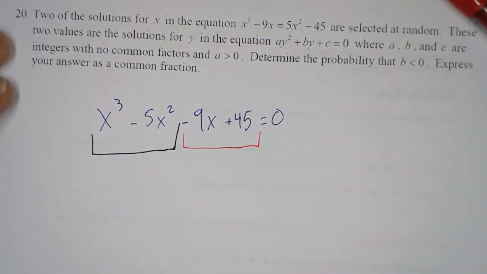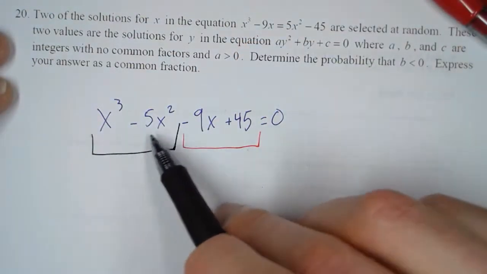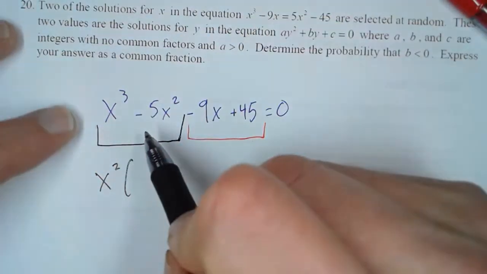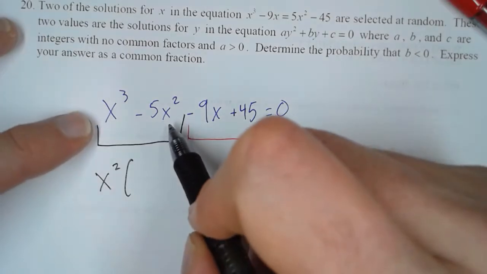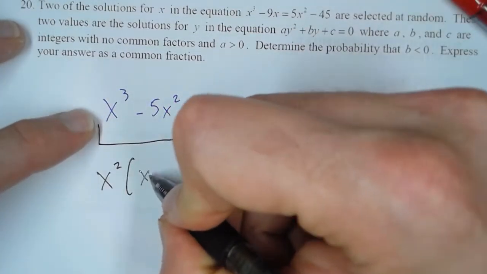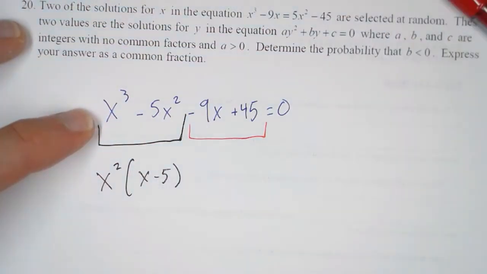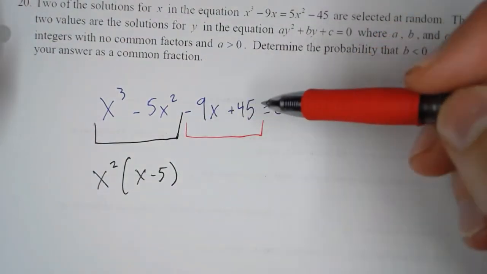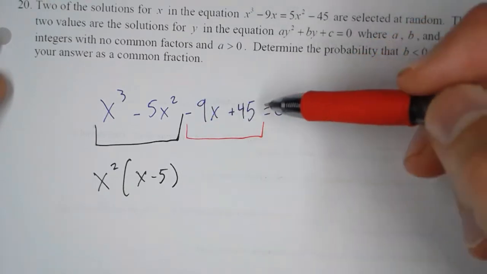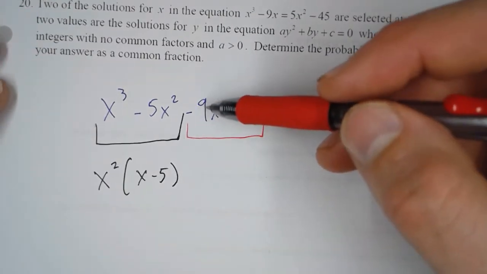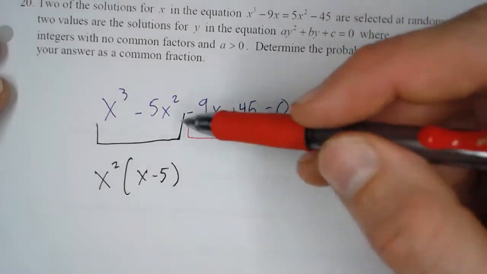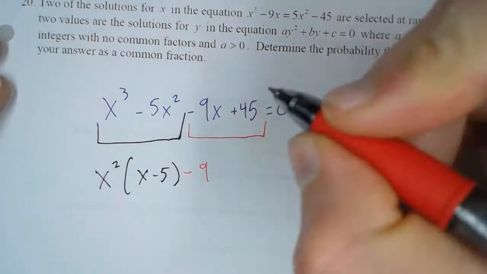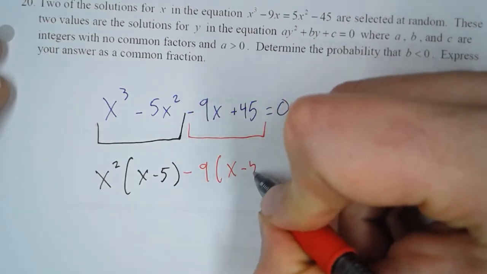And so with the first two, we ask, what do these two have in common? They have x squared in common. And if we factor x squared out of these two, we're left with x minus 5. If we look at these two, we ask, what do these two have in common? They have negative 9 in common. Now, they could say positive, but anytime your leading coefficient is negative, you want to factor out the negative. So minus 9, and then we're left with x minus 5.